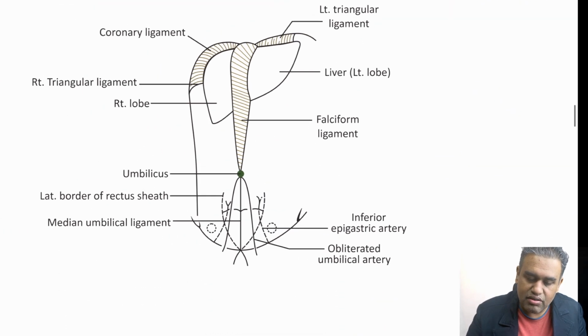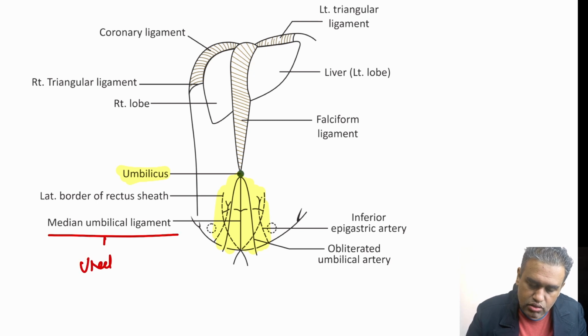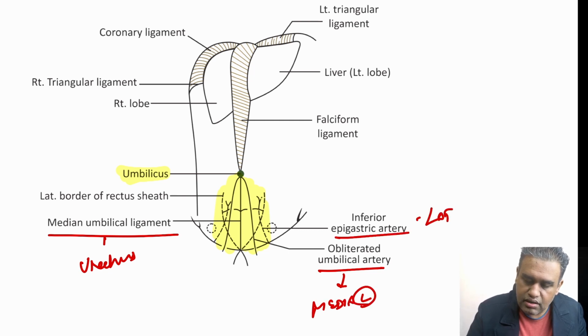These are all the umbilical folds. Umbilical folds you see on the inside of the abdominal wall. So this is the umbilicus over here, and these are all the infraumbilical folds. In these infraumbilical folds, have a look at the median umbilical ligament, what I told you, the urachus. Then have a look at the obliterated umbilical artery. What is this? Medial, both sides. And this is the lateral umbilical fold.